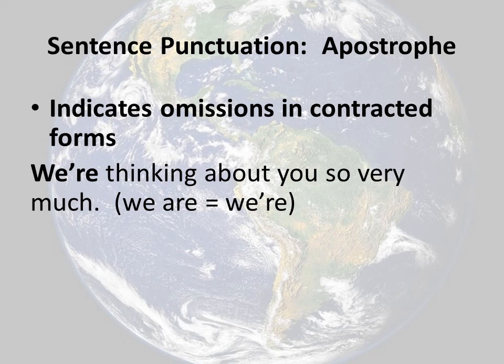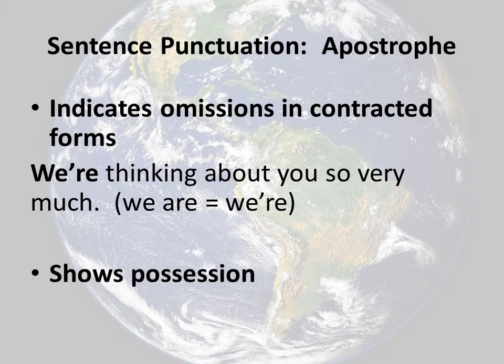We're really means we are. Notice that we have the W, the E, and then the RE. What we don't have is the A, and that's where the apostrophe goes. Again, there's no space when you use a contraction.